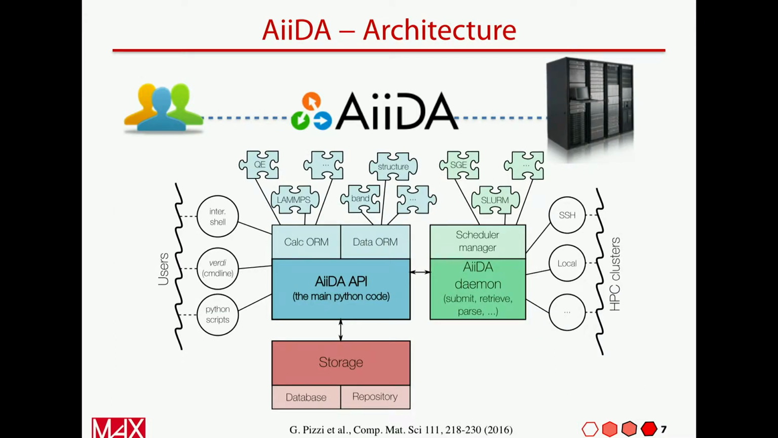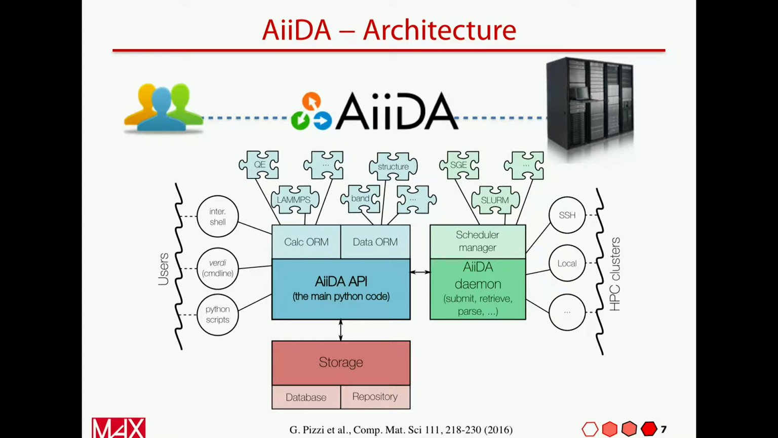All right, this brings me to the second part. This is the architecture diagram for Aida. Aida, in essence, is a collection of Python packages that you install on your local machine, so workstation or laptop, that allows you to set up, submit, and monitor material science calculations. Aida takes care of transferring the input files from your machine to the supercomputer, submitting the calculation at the supercomputer, monitoring the queue, and when the calculation is done, retrieving the results back to your local machine.